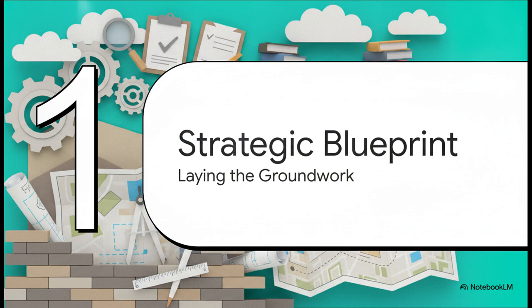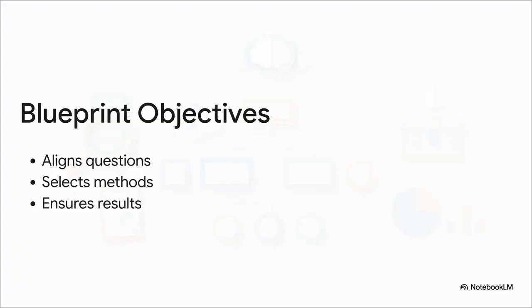Before we actually start pouring the foundation, let's look at what this blueprint actually accomplishes for us. So, your strategic blueprint does 3 massive things. First, it aligns your specific research questions. Basically, it makes sure that what you want to know is actually what you're measuring. Second, it selects the most effective data collection and analysis methods. You wouldn't use a tape measure to check the temperature, right? The design makes absolutely sure you have the right tools in your belt.